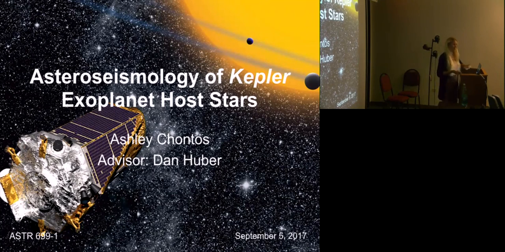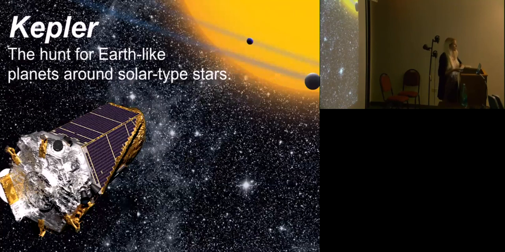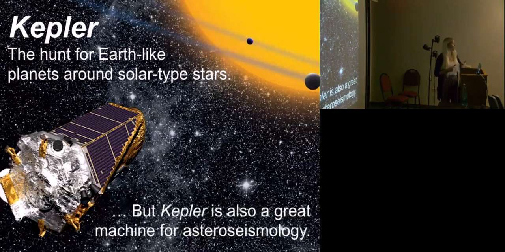So good afternoon, everyone. Thank you for being here today. My name is Ashley Chontos, and for my first 699, I worked with Dan Huber on asteroseismology of Kepler exoplanet host stars. I'm not going to spend too much time talking about Kepler, as I'm assuming everybody in this room has heard what Kepler is. Its main science objective was to detect exoplanets, but more specifically to determine the frequency of habitable Earth-like planets. But it turns out that Kepler is also a great machine for asteroseismology.